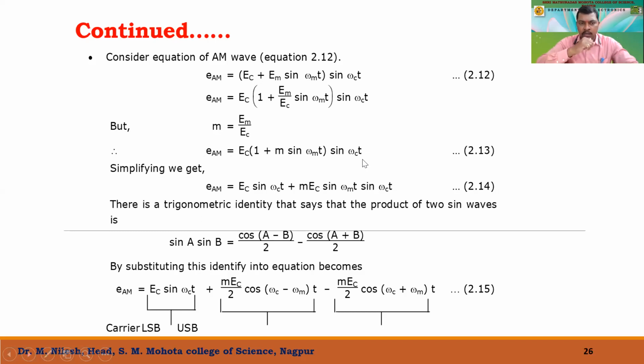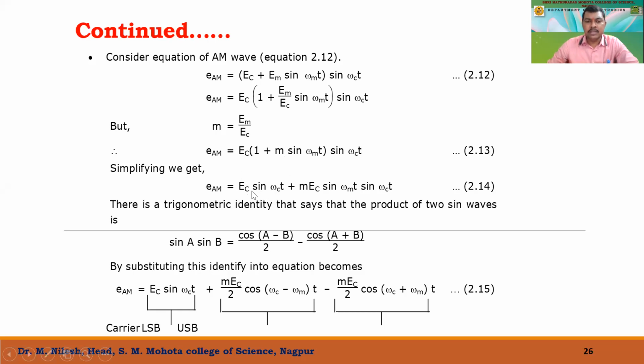Sorry, I don't know what happened. So simplifying, we get EAM is equal to EC sin omega ct. Now what I'm doing is multiplying this sin omega ct as well as this EC into this bracket. So I will have two portions. One portion will consist of EC sin omega ct plus m sin omega mt into sin omega ct, right? So I'll be having both the terms.